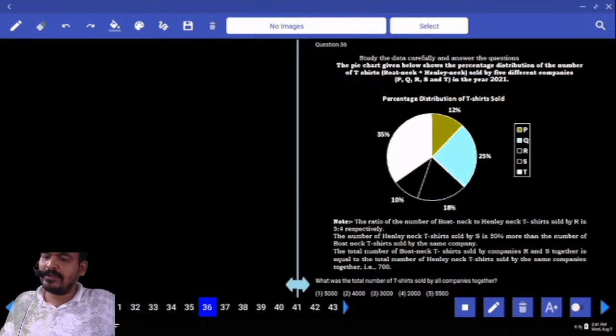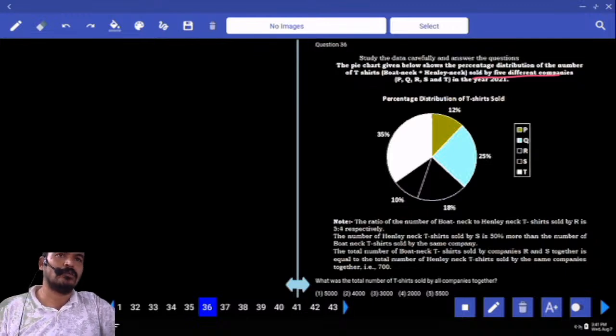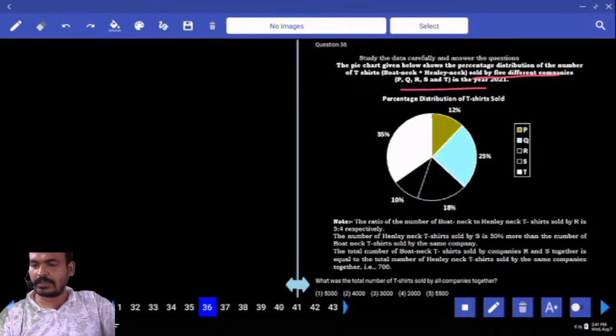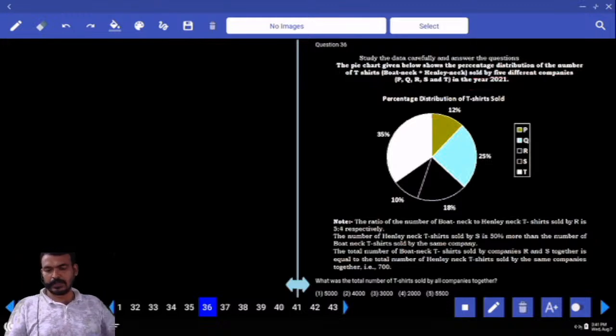The pie chart given below shows the percentage distribution of the number of t-shirts, boat neck plus Henley neck. One is B, another one H. And sold by 5 different companies. Is sold data given or manufacturing data? Sold data. P, Q, R, S, T in the year 2021. Are all given in percentage or value? Percentage. What is the first note?